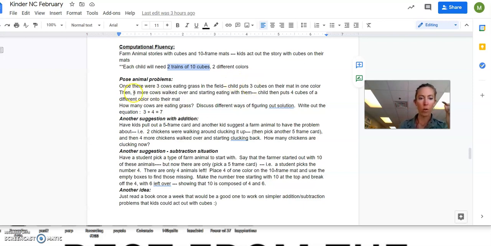Okay, now, oh, you guys, now 4 more cows walked over and started eating with them. So now they're going to take 4 of the other color, and put it on their mat. So now we had 3 cows eating, and then 4 more came. So now we're going to write 3 plus 4, and how much does that equal? All together, how many cows are eating grass? And then we come up with ideas of how they got 7.